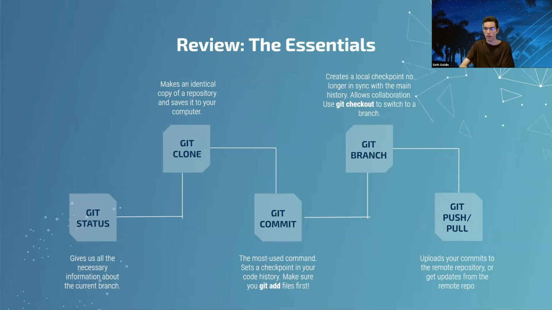Git branch creates a local checkpoint that's no longer in sync with the main history. It allows collaboration or features, and it uses this command, git checkout, to switch to a new branch. Git push or pull, and those quite literally allow you to push code to the remote or pull it back to yours.